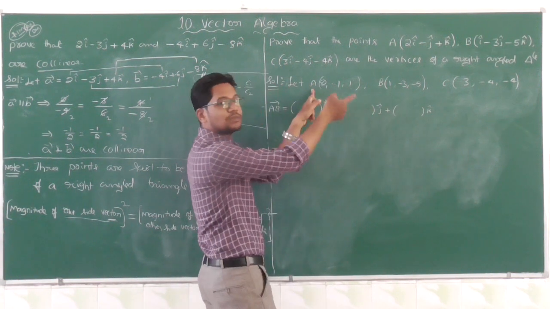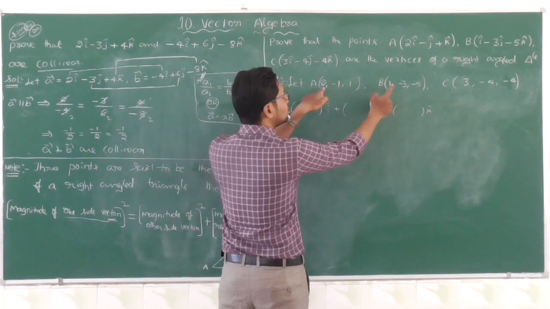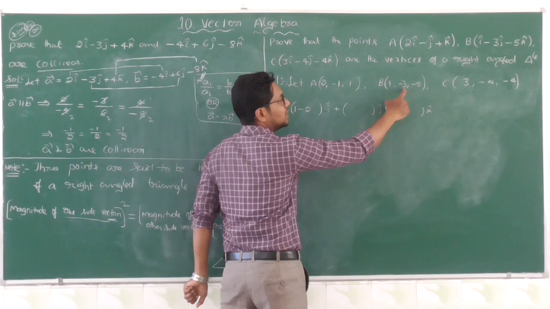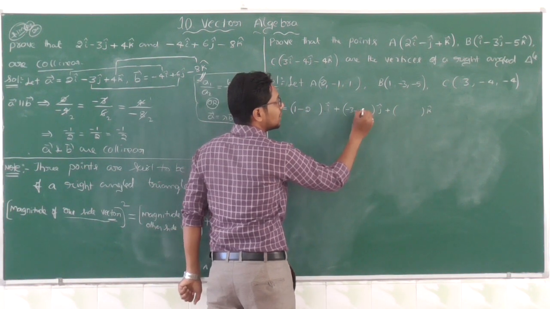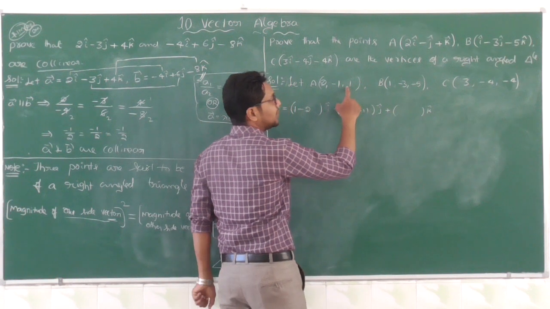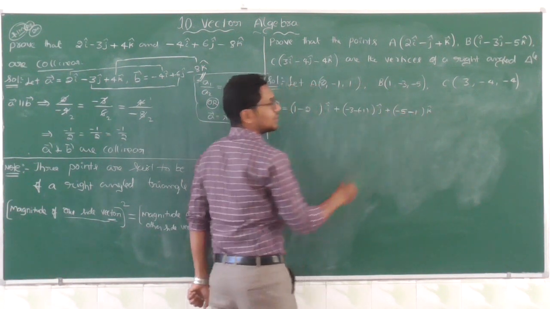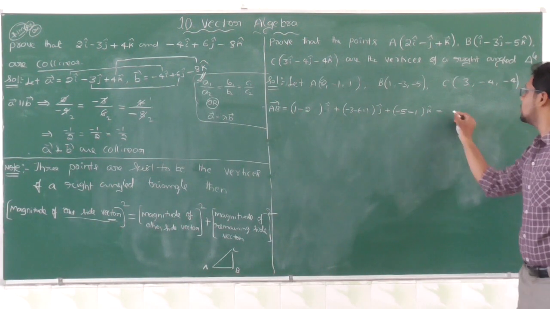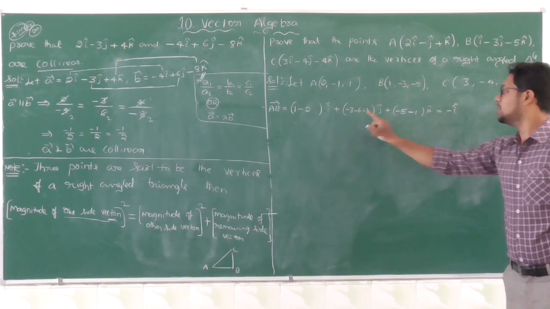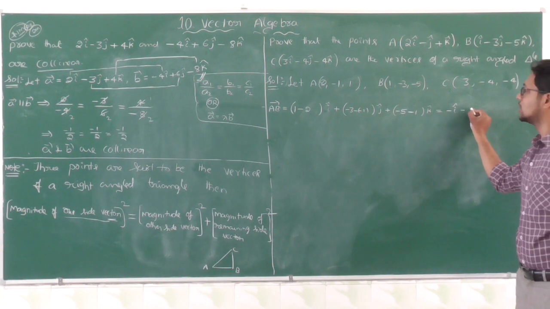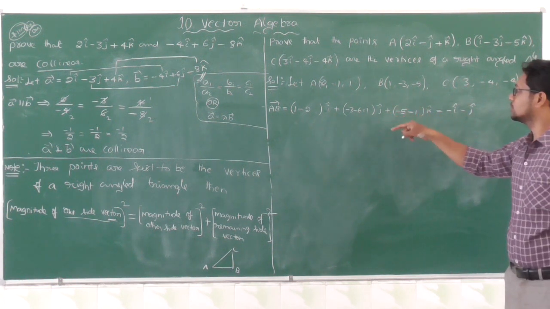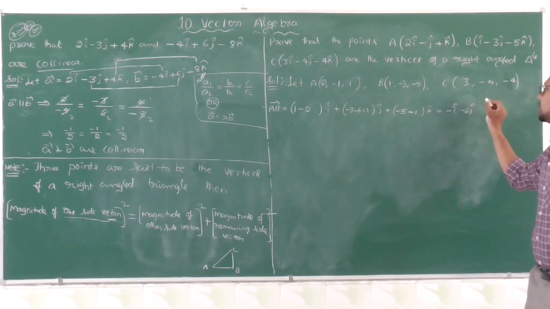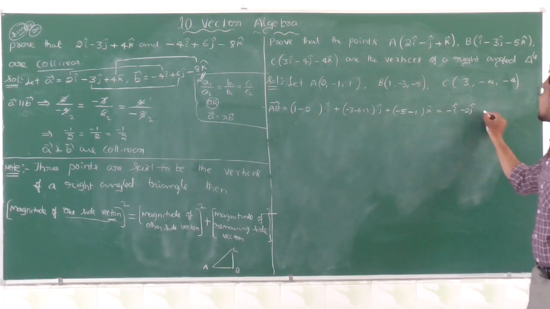X2 minus X1, Y2 minus Y1, Z2 minus Z1. Like that: 1 minus 2, minus 3 minus of minus 1, minus 5 minus of minus 1. That equals 1 minus 2, which is minus i cap. Minus 3 plus 1 is minus 2, so minus 2j cap. Next minus 4k.